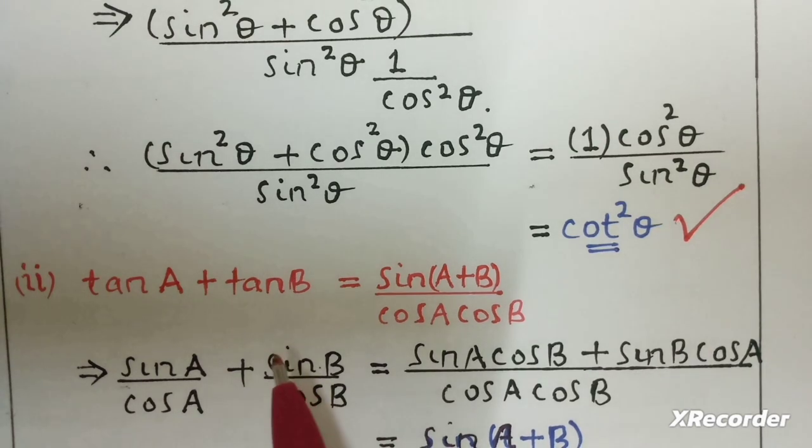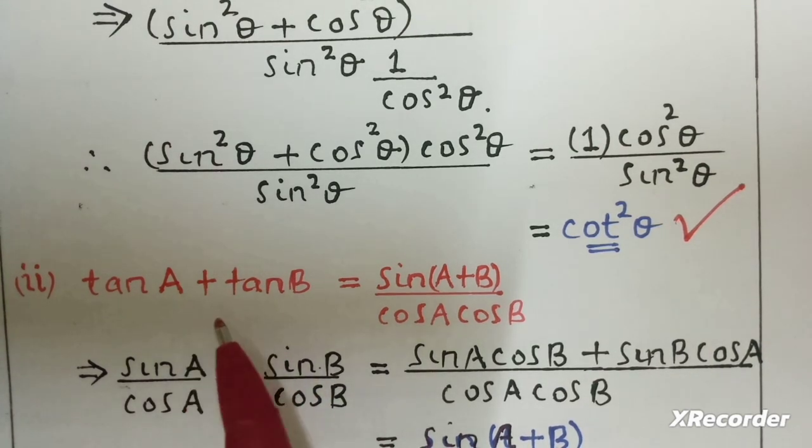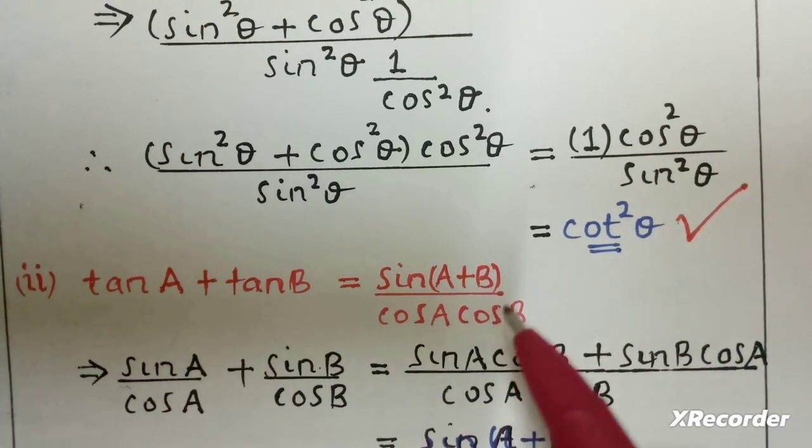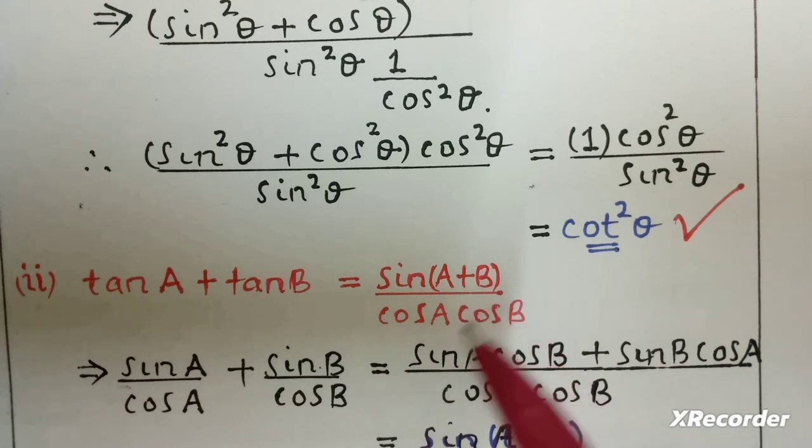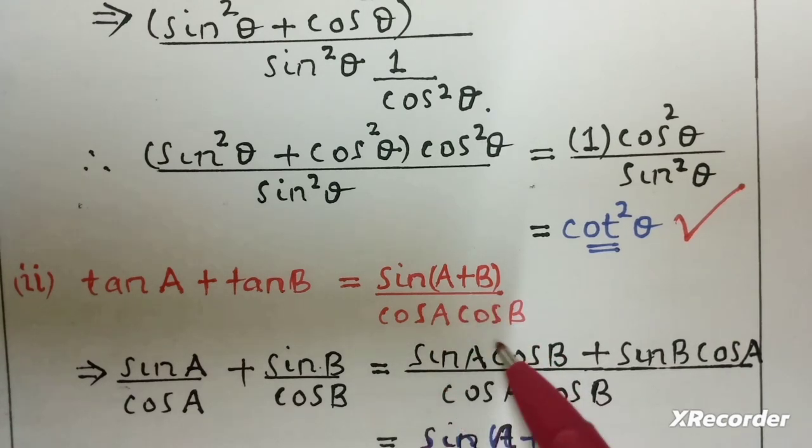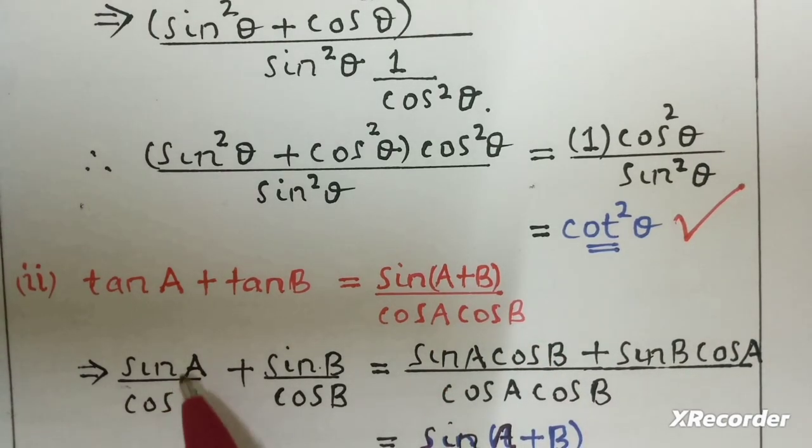We are proving the identities. Tan A plus tan B equals sine (A plus B) all over cos A cos B. So the first thing we do is write in terms of sine and cos. For tan A it is sine A all over cos A, and for tan B it is sine B all over cos B.